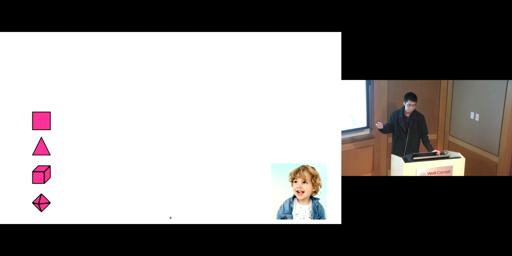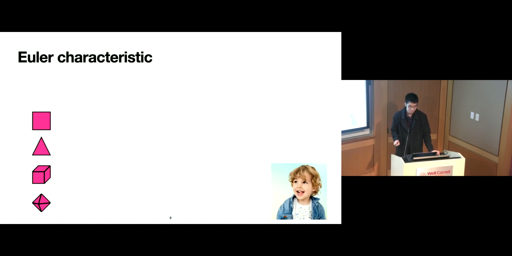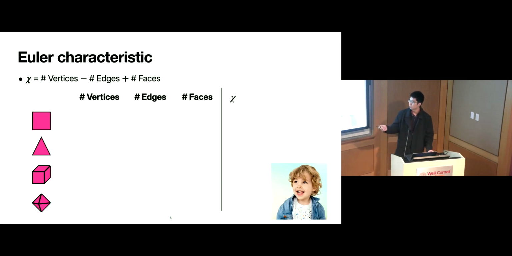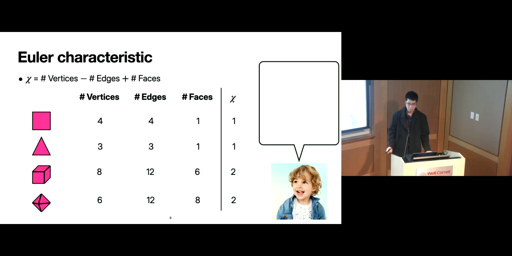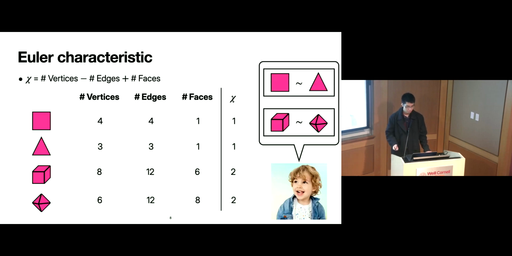You look at those shapes and your teacher might have told you to compute something called the Euler characteristic, which is just the number of vertices minus the number of edges plus the number of faces. Now you can do a little counting on that to get this Euler characteristic of 1, and a little counting on this triangle to get an Euler characteristic of 1 as well. But for these three-dimensional shapes, you get Euler characteristics of 2. And as a child, you might have deduced that, well, the square is like the triangle, the cube is like the octahedron, but they're not like each other. So that's a topological invariant that you just computed, the Euler characteristic.